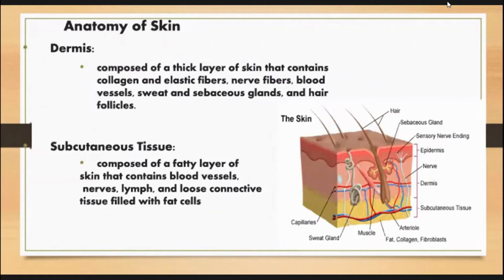While your dermis is composed of a thick layer of skin that contains collagen. Okay, it is here also where you can find your elastic fibers, your nerves, your blood vessels, your sweat glands, your sebaceous glands, and your hair follicles as well. While your subcutaneous tissue, this is a layer of fat underneath the dermis and contains also blood vessels, the bigger blood vessels, the nerves, the lymph nodes, okay, and loose connective tissues that are filled with fat.